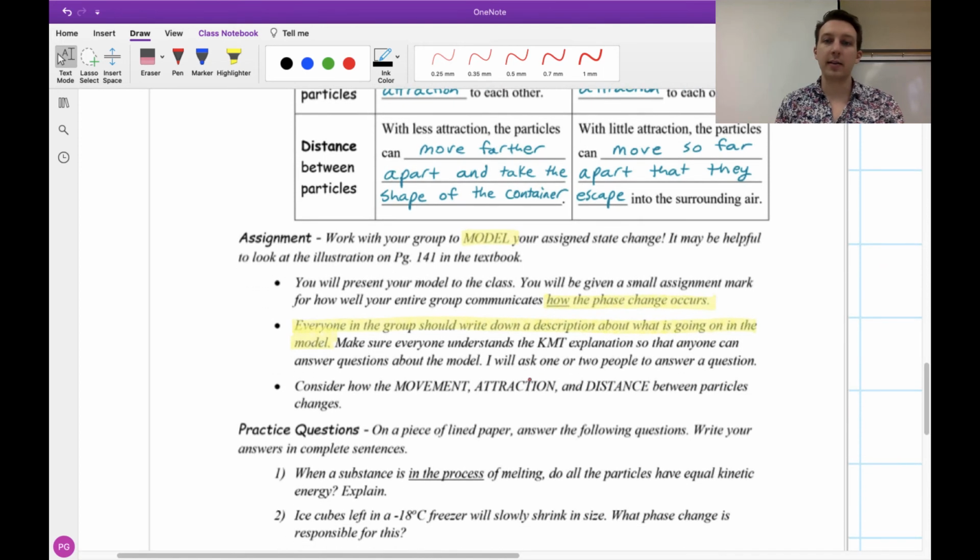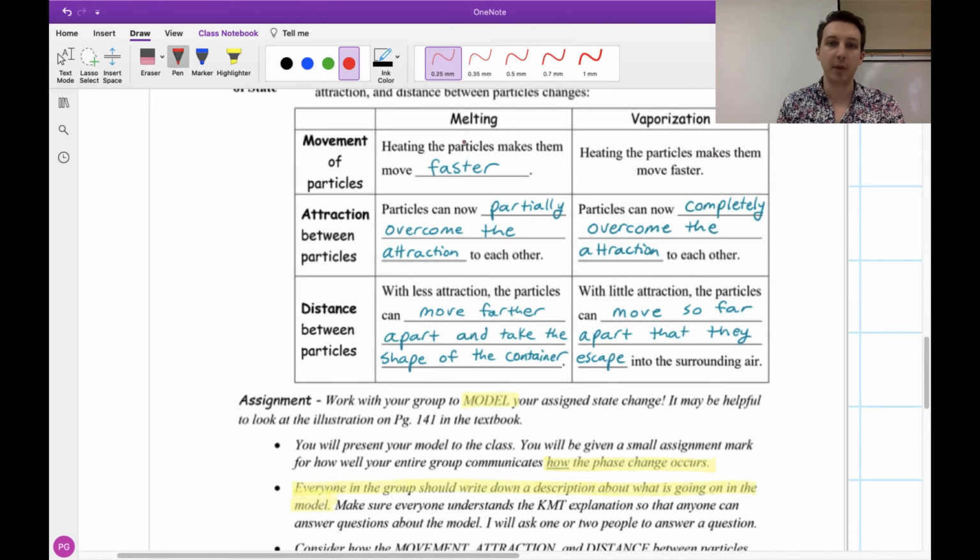But one thing I'd like you to think about right now, obviously we're not in school for this because of COVID, but in your group, imagine what you would do to model your assigned change of state. So whether you want to think of it as melting, going from solid to liquid, or vaporization from liquid to gas, or even in reverse, going from gas to liquid or liquid to solid.